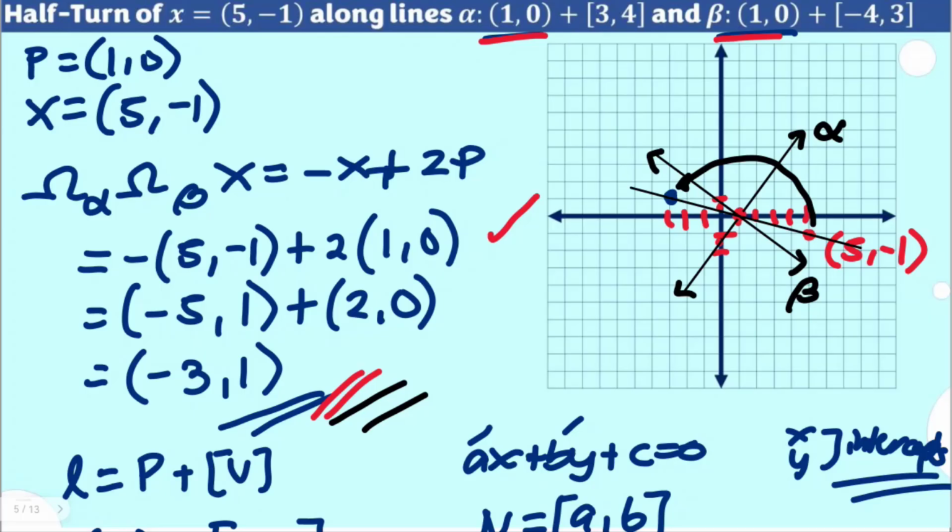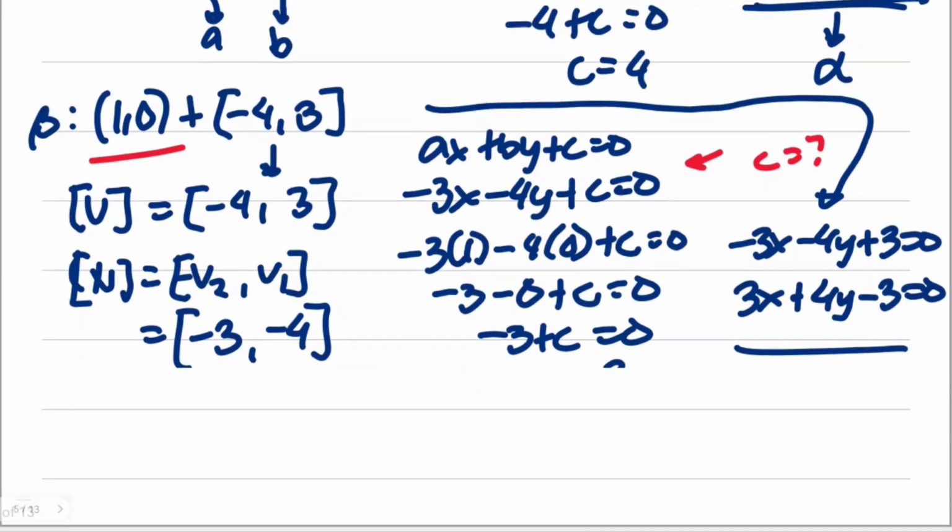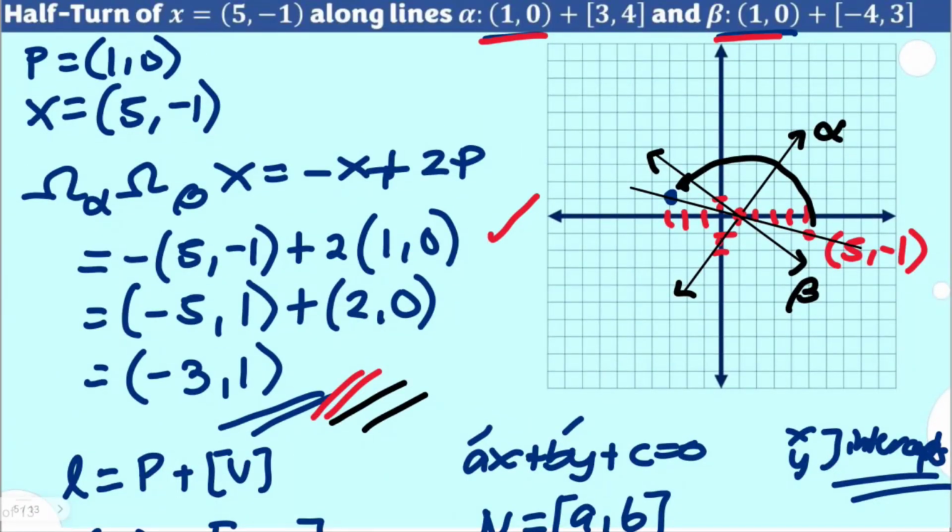So pardon for a very long process of graphing because I would like to illustrate that really. But if the question is just half turn, you may end up here and that's really okay.